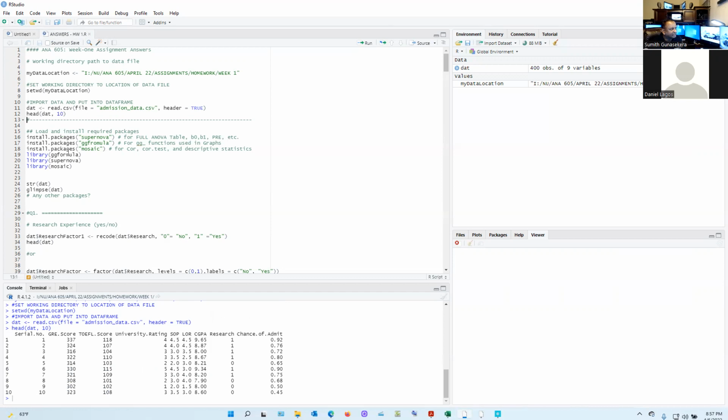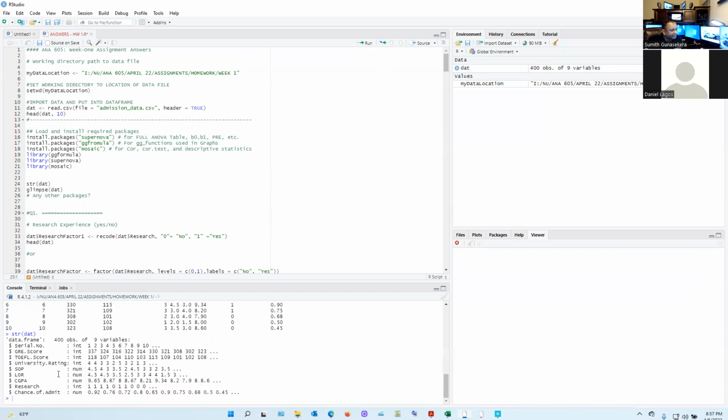Then you can install these packages. Supernova will give you the full ANOVA table, B node, B1, pre, etc. And the GG formula, that can give the GG functions, every function used in graphs. And the mosaic for the correlation test and the descriptive statistics. So those three packages will provide different types of functions. Okay, before that one, let's see this one, str. 400 observations, 9 variables, including this one, 1, 2, 3, 4, 5, 6, 7, 8, plus the serial number 9.